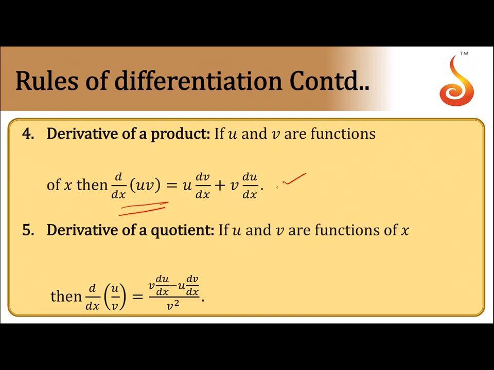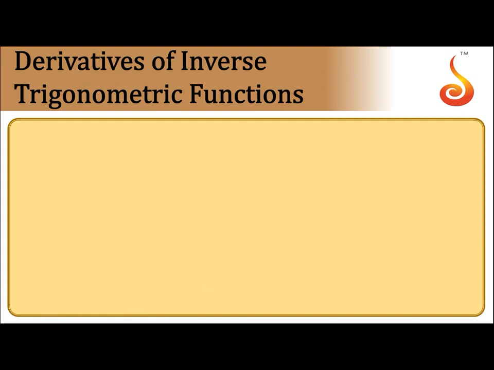And the derivative of the product. This is also called the product rule. First function into derivative of the second function, plus second function keeping it as it is, and the derivative of the first function. The next is the quotient rule. D by dx of u by v is nothing but v du by dx minus u dv by dx, divided by v square. Quotient rule.